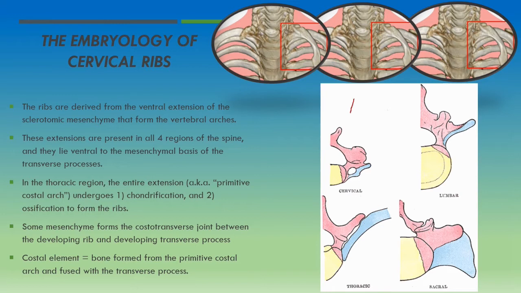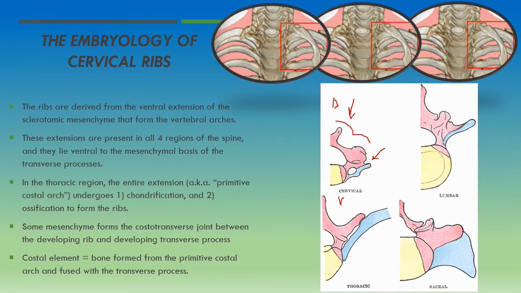And so, for example, here we have an example of a cervical vertebrae. This is dorsal here. This is ventral here. So here we have the ventral extension of the mesenchyme that forms the vertebral arches here. So this is the ventral extension. And in blue, this blue segment is referred to as the costal element.